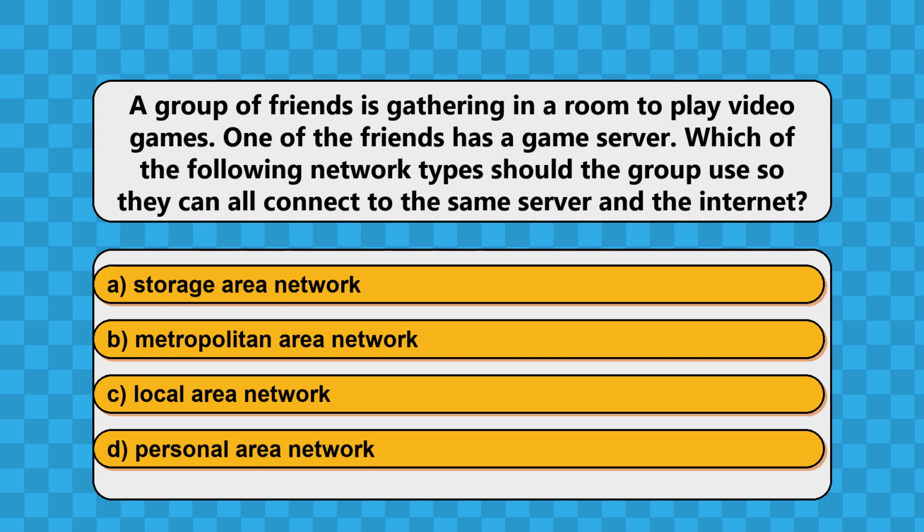Question 37. A group of friends is gathering in a room to play video games. One of the friends has a game server. Which of the following network types should the group use so they can all connect to the same server and the internet? Option A. Storage area network. Option B. Metropolitan area network. Option C. Local area network. Option D. Personal area network.